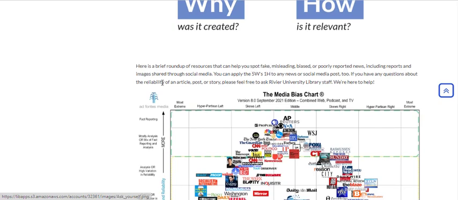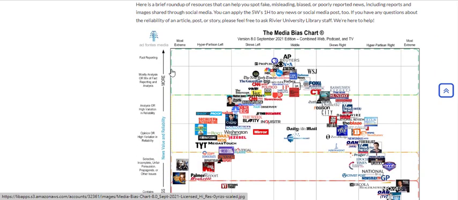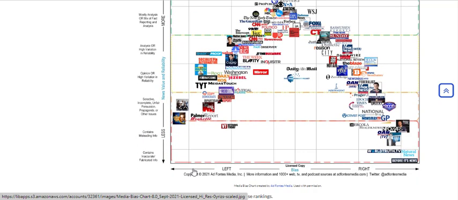On this page, you will also find this great media bias chart, which is an excellent way to see where news outlets stand in terms of reliability, as seen here on the vertical y-axis, and bias, as seen here on the horizontal x-axis. With these issues of reliability and bias so prominent in the current state of our media, it is important that you think critically about where you get your information to ensure that you don't let fake, misleading, biased, or poorly reported information creep into your own research.